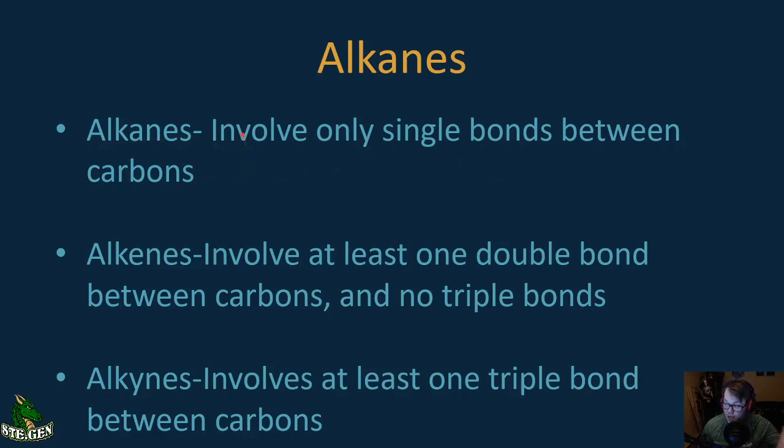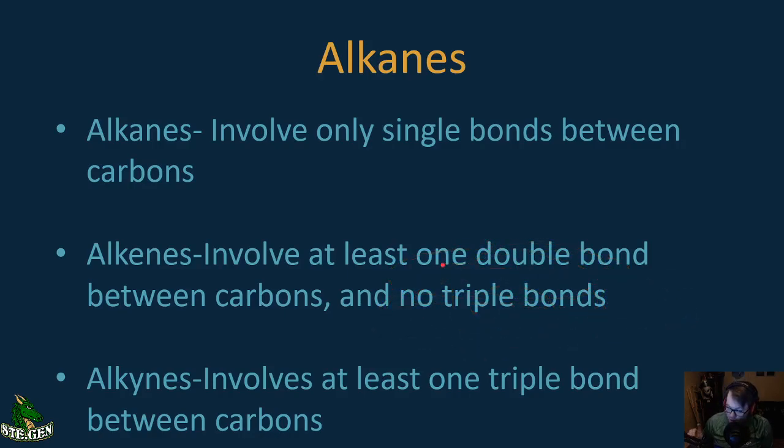But as soon as there is one double bond, it immediately becomes an alkene. So if it involves at least one double bond between carbons and no triple bonds, it becomes an alkene. So notice that A has changed to an E. So an alkene is a hydrocarbon chain that has at least one double bond between the carbons and no triple bonds between the carbons.